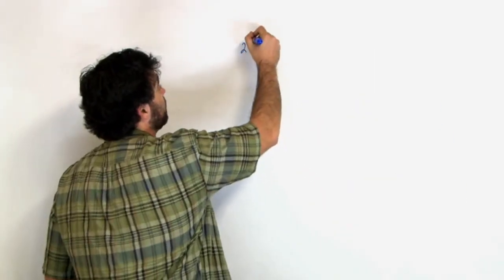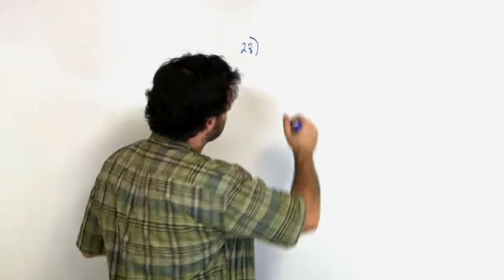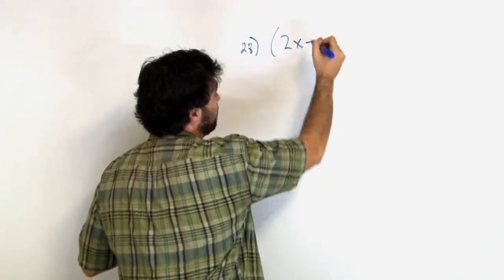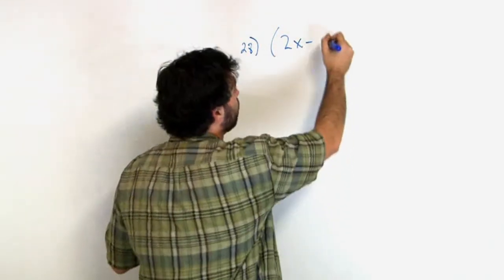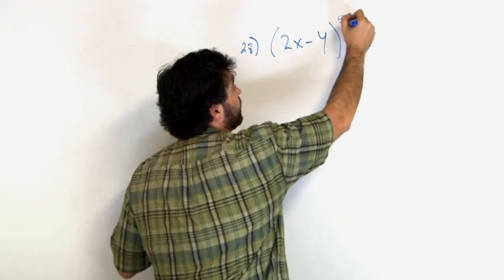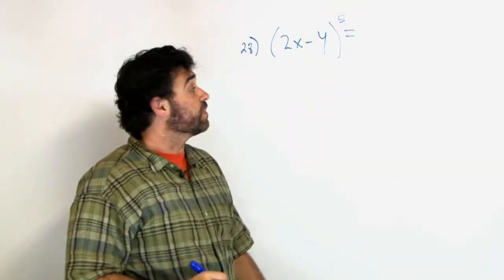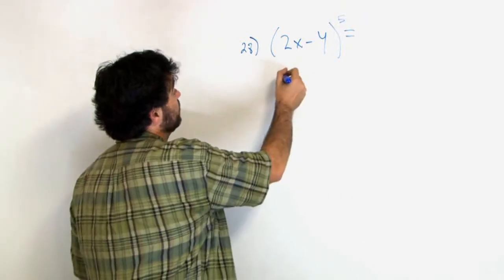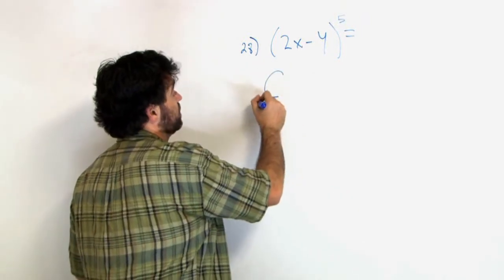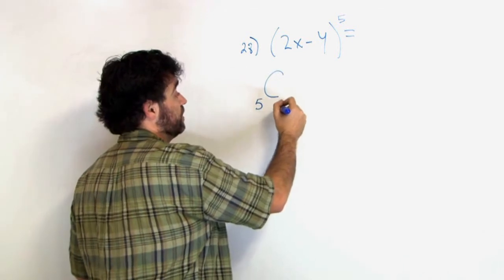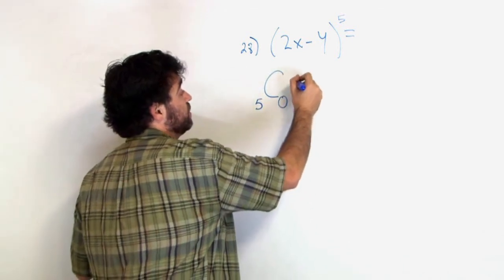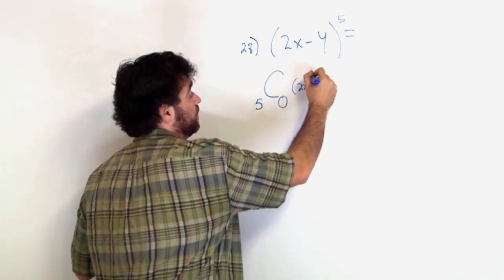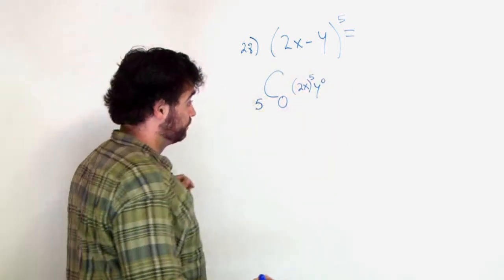28. So here we have 28. And it says that 2x minus y raised to the 5th. Okay? So we did the binomial theorem, so we're going to use our binomial theorem to answer this instead of multiplying it out 4 times. So we know that the first entry is going to be 5c0, 2x to the 5th, y to the 0.